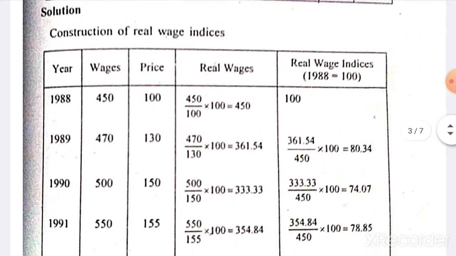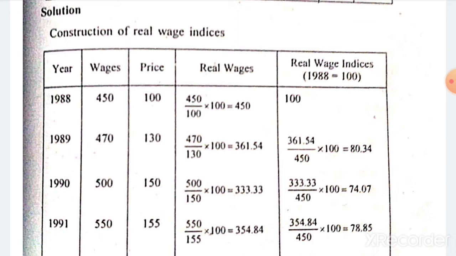So the next is the real wage index number. You have to take 1988 as 100, which means in the next year you have to take 1989. Your P naught value will be 450. The real wage value in 1988 will be 450. So like this you have to take.